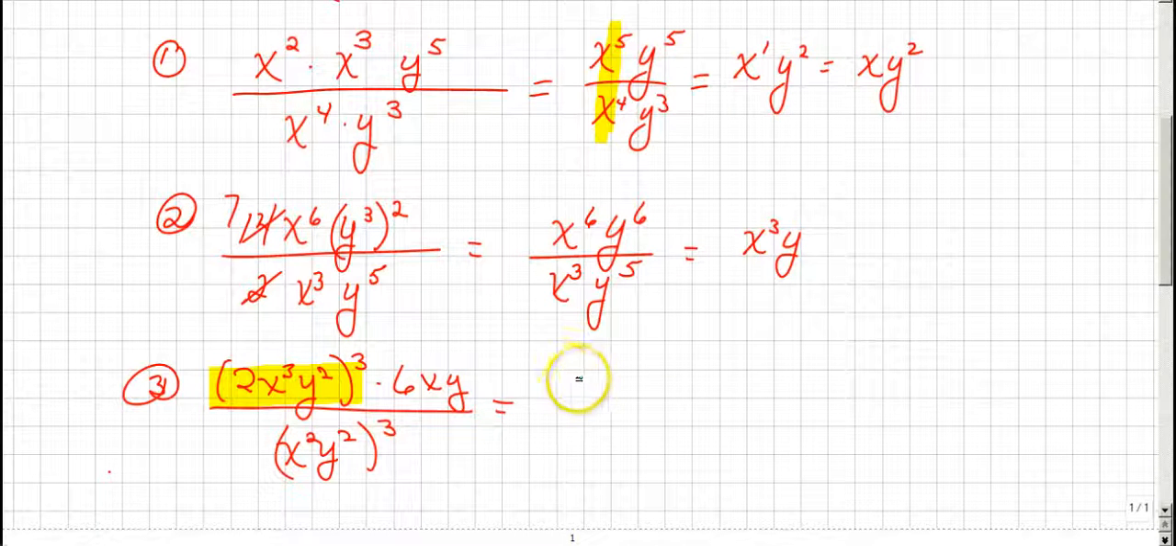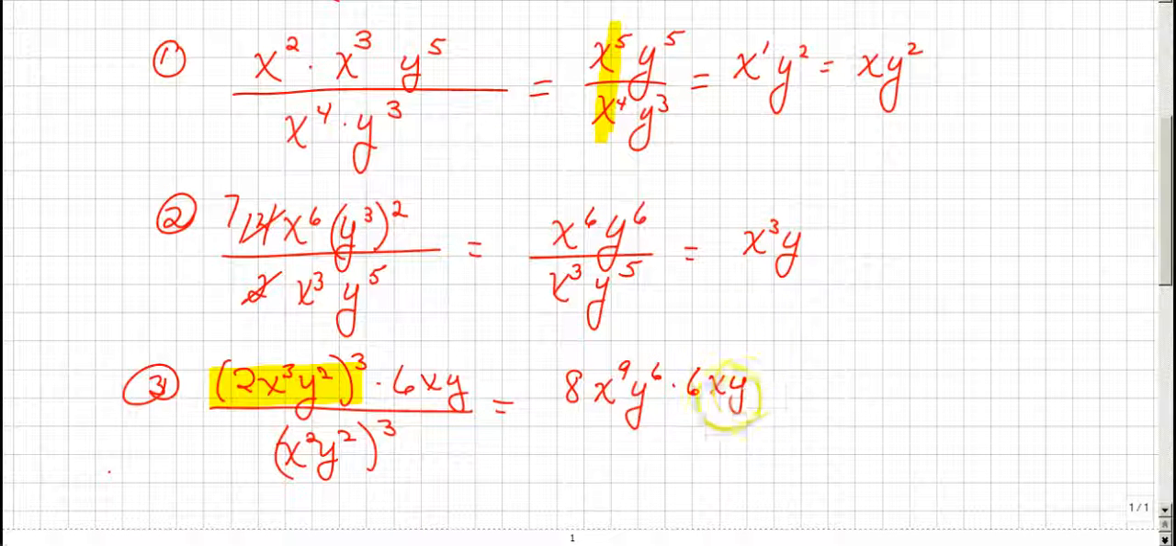So 2 to the third means 2 times 2 times 2, which is 8. X to the third raised to the third, we use our power to a power property and multiply those powers together. So that's x to the 9th. Y to the second to the third, multiply those and get y to the 6th. Right? That's going to be times 6xy. Then when you get real good at this, of course, you can do all these steps simultaneously in your head. But for right now, let's put in a few steps so we don't get lost.